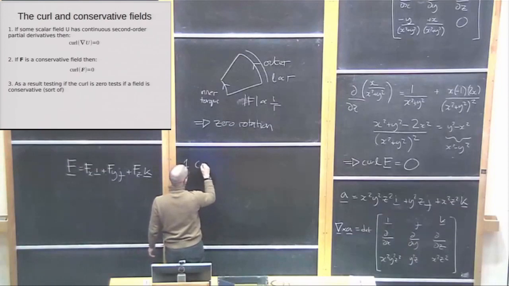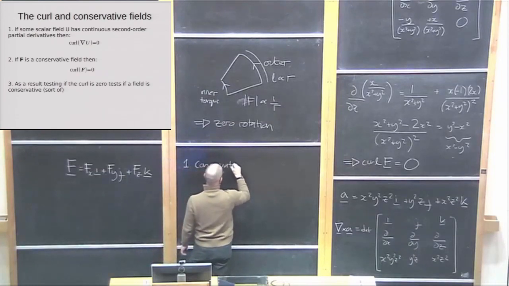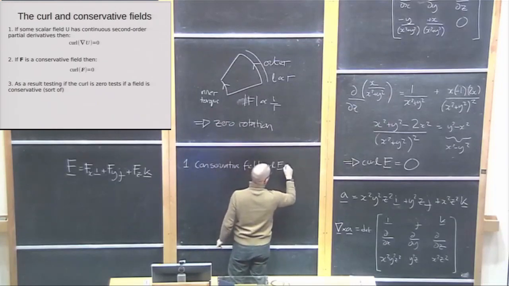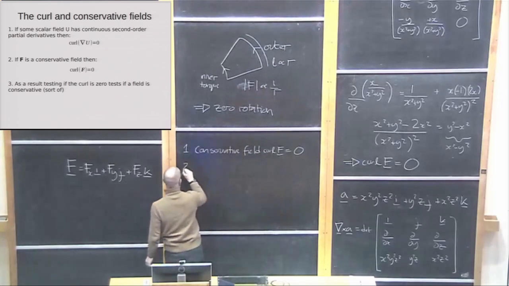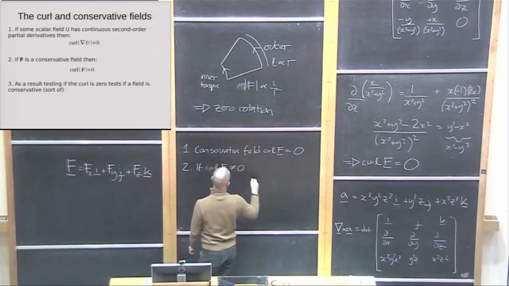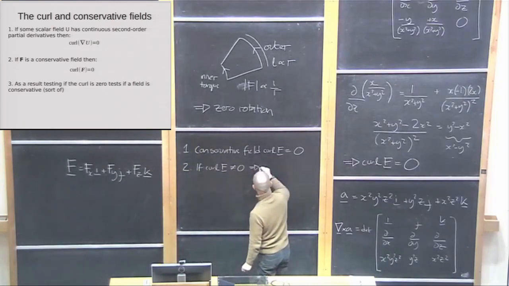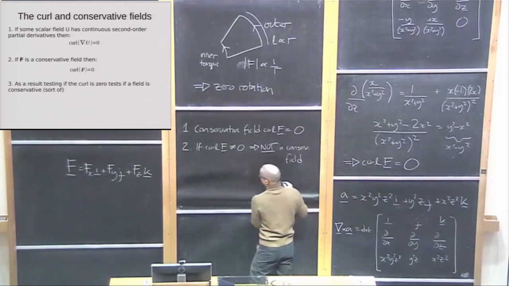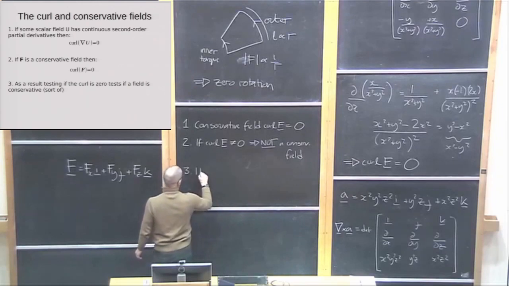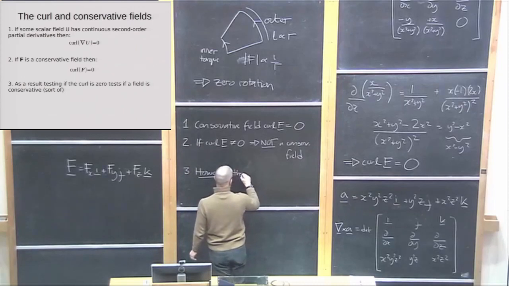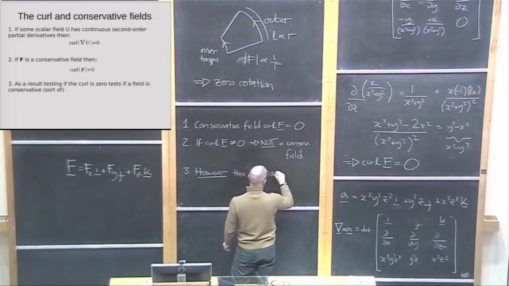So point 1 is that for a conservative field, the curl equals 0. That's true. The second point is that if the curl is non-zero, this is not a conservative field. However, as we've just seen, there are non-conservative fields with zero curl.